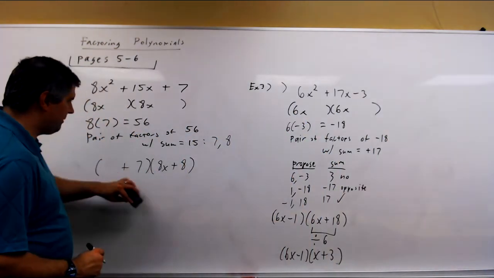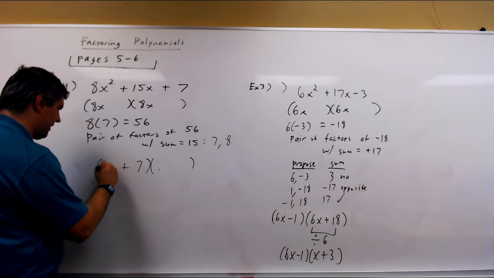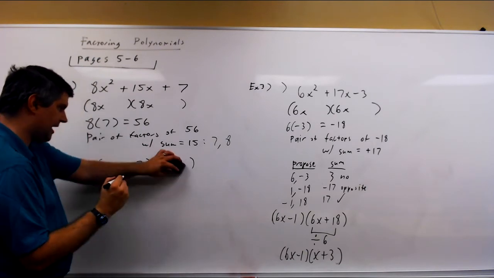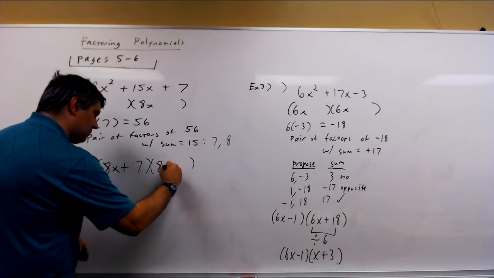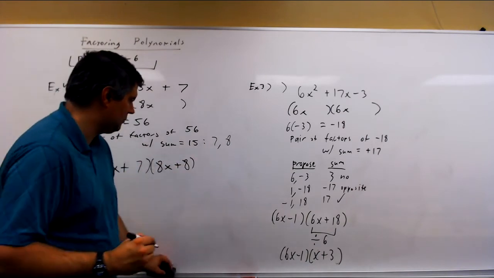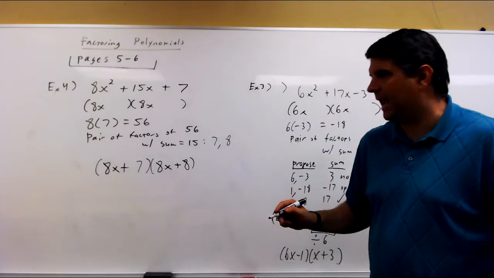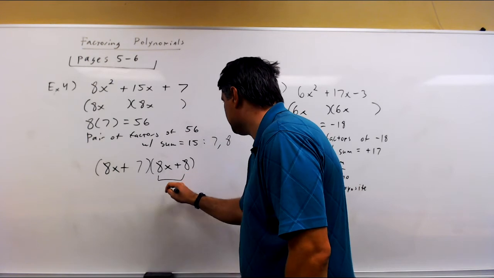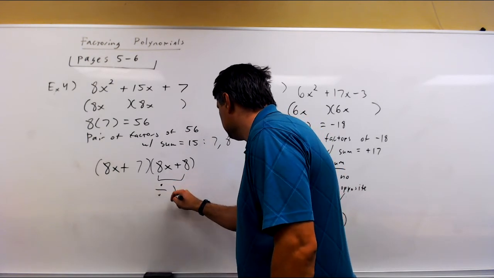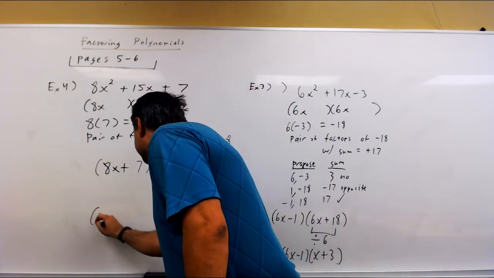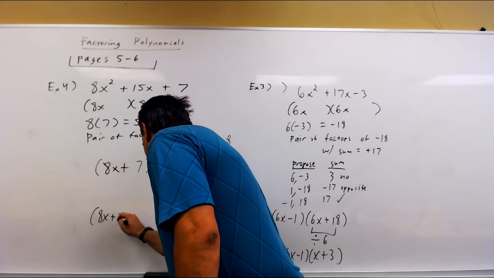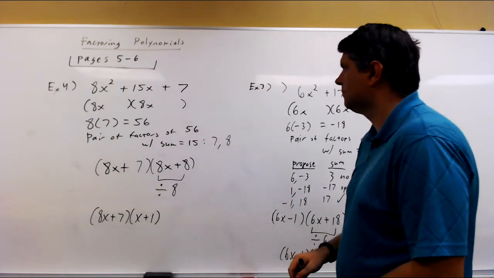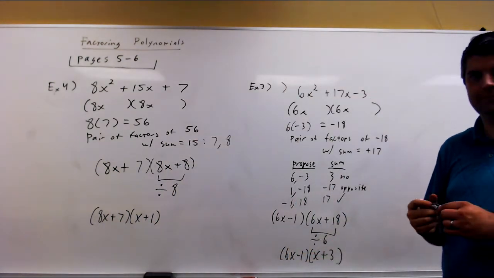Okay? I'm going to make the 8s more exaggerated for the camera. 8x plus 7, and 8x plus 8. All right. And this has no common factor besides 1, but this one has 8. So we end up with 8x plus 7 and x plus 1.